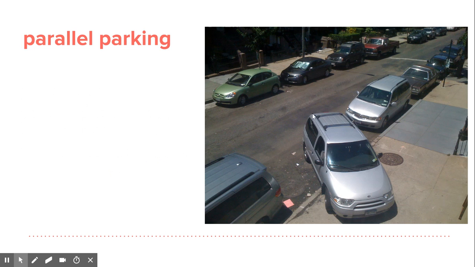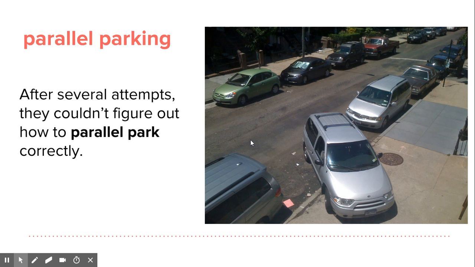Another example. You see all these cars here are parallel parked. This car did not do a very good job. Whoops. Listen to the sentence. After several attempts, they couldn't figure out how to parallel park correctly. Listen and repeat. After several attempts, they couldn't figure out how to parallel park correctly.